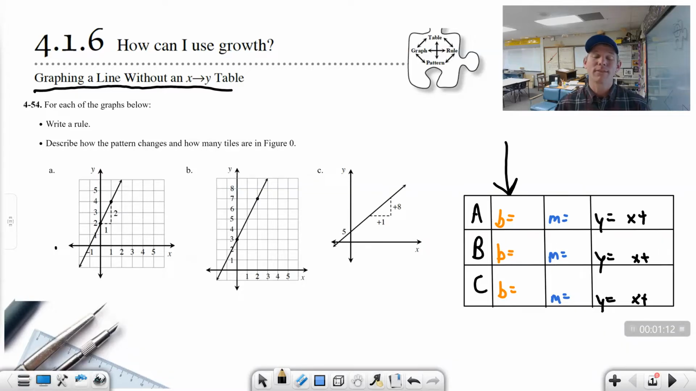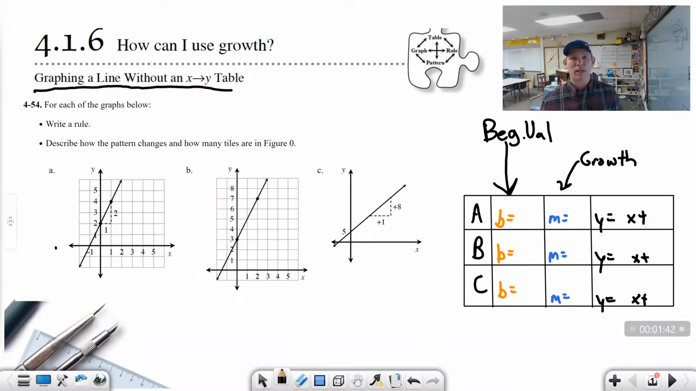Now, in an equation, y equals mx plus b, b is the beginning value, and m is the growth. Remember, when I was a kid, we didn't use beginning value and growth. I was taught that m is the slope and b is the y-intercept. Just rolls off your tongue, right? So y equals mx plus b, where m is the growth and b is the beginning value. So what we're going to do is look at these graphs and learn to read them. That's what we do here. We learn how to read math, write math, do math, explain math.